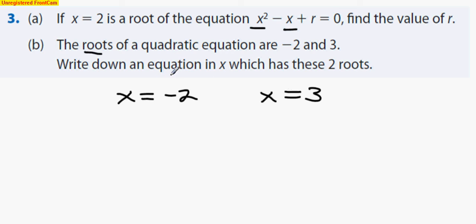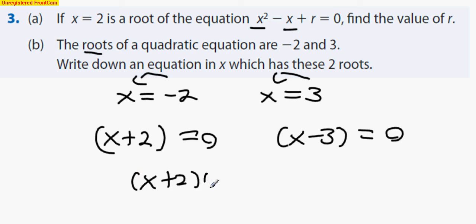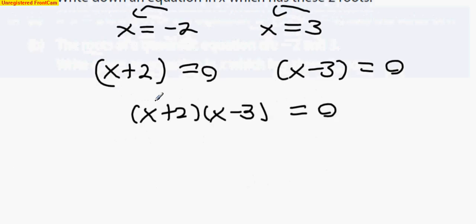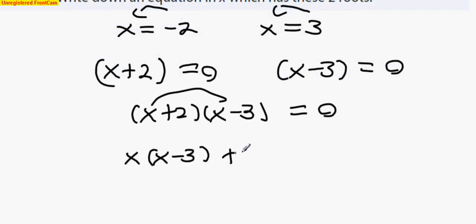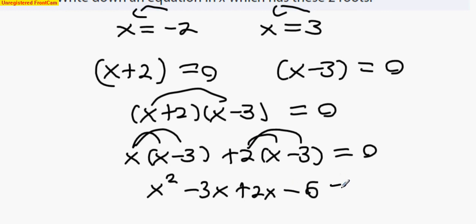It means the answers. Go a step backwards, and what we end up with is x plus 2 equals 0, and x minus 3 equals 0. Multiply these two by each other, and you'll get the start of the quadratic equation. Now we're going to multiply them out. So we're going to get x times x minus 3 plus 2 into x minus 3 equals 0. Let's multiply them out. We get x squared minus 3x plus 2x minus 6 equals 0.